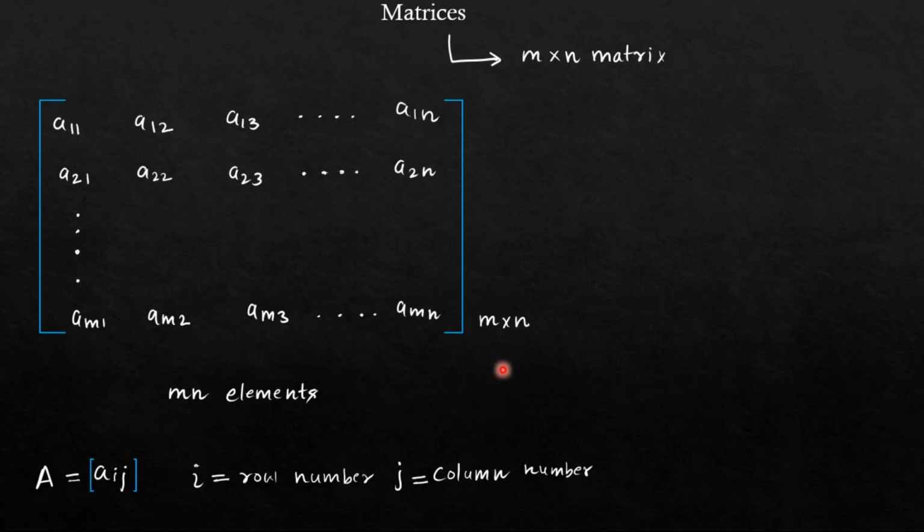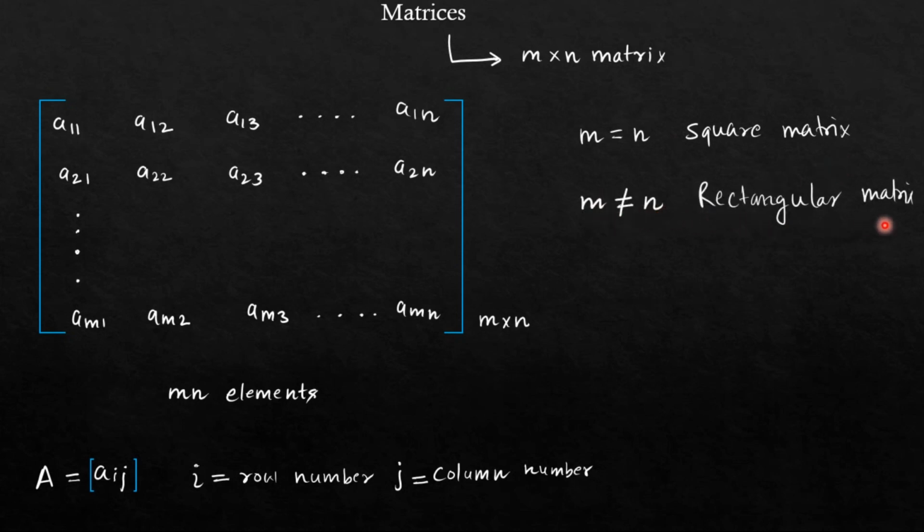Now here it is also possible that m is not equal to n. Okay. If m is equal to n, I mean to say if the number of rows is equal to the number of columns, then we call this matrix a square matrix. And if m is not equal to n, then we call the matrix a rectangular matrix. Okay.